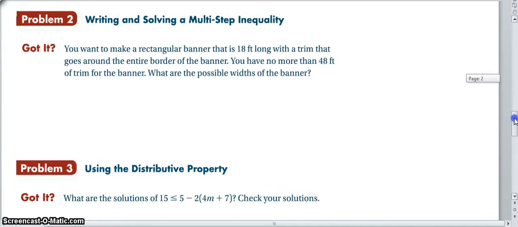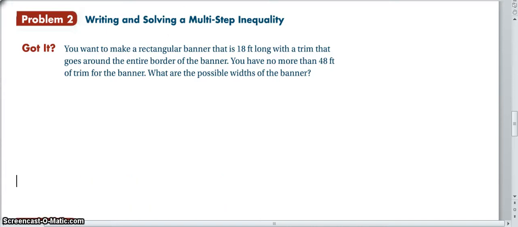So now when we talk about writing and solving multi-step inequalities, these situations present themselves a lot in life, especially when you're trying to make at least a certain amount of something or more than. So all those different times where this math is truly applicable.